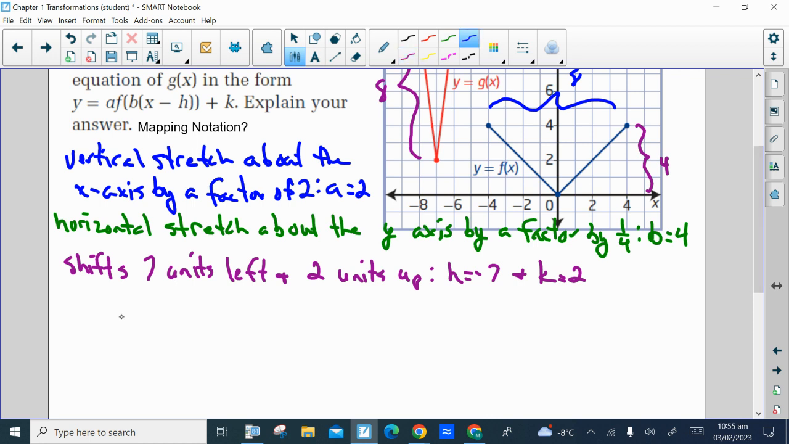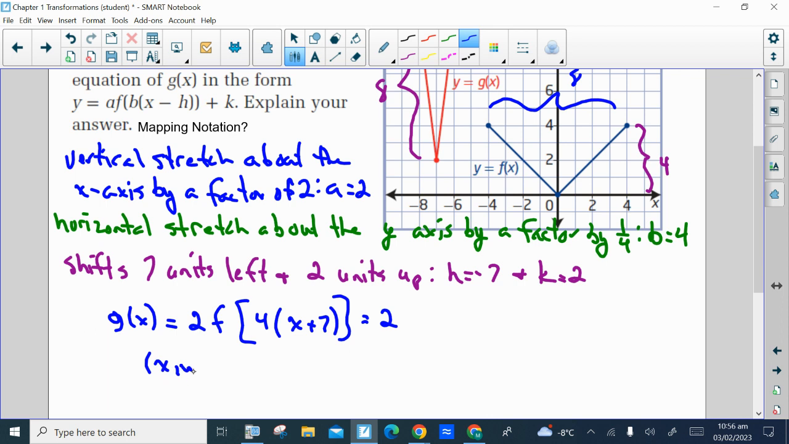So g in terms of f, you've got an a value of 2. You have a b value of 4, an h value of -7, which means you're going to have, instead of x minus h, when you let h equal -7, it'll become x plus 7, and a k value of +2. Remember, whatever happens to the x happens to the b in the x minus h, in this case in brackets after the f. So there's our new equation.